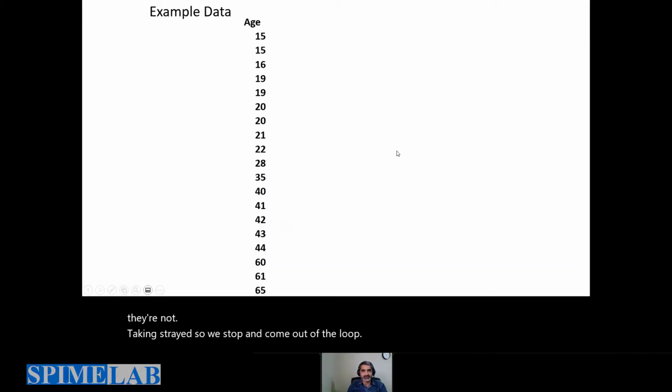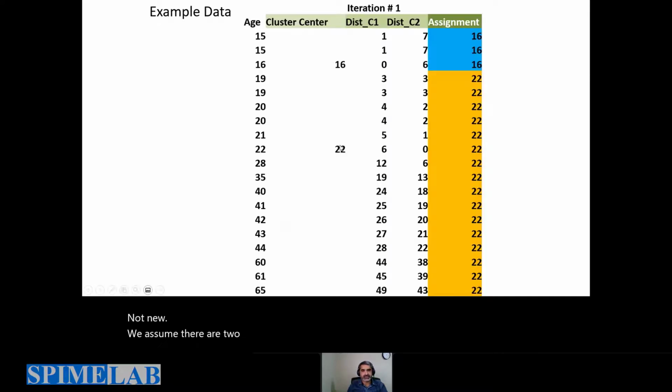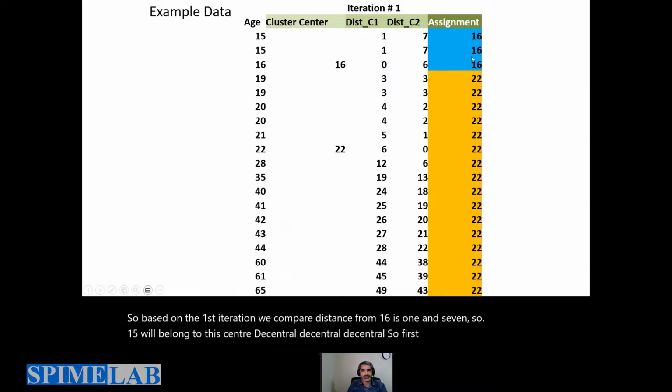And that's all there is for this example data. We know it's age data. We assume there are two clusters. So we randomly pick 16 and 20 to take the distances. So based on the first iteration, we compare distance from 16 is 1 and 7. So 15 will belong to this center, this center, this center, this center. First three values belong to 16, others belong to 22.